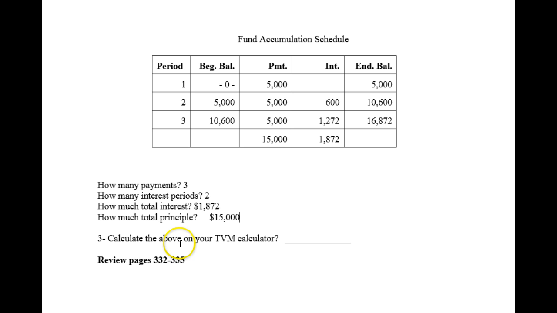Now let's see if you can use your time value of money calculator to solve this. Clear out the registers, enter the annuity as a payment, as a negative number, put in 3 periods, put in 12% interest and solve with your time value of money calculator. And do this until you get $16,872. Go ahead and download your instruction manual from the internet if you need a little help. And once you've read this section on future value annuities, please read pages 332 to 335.